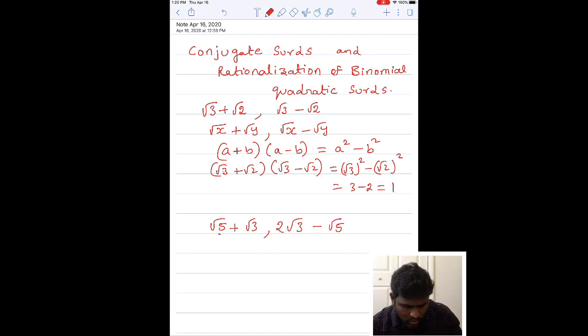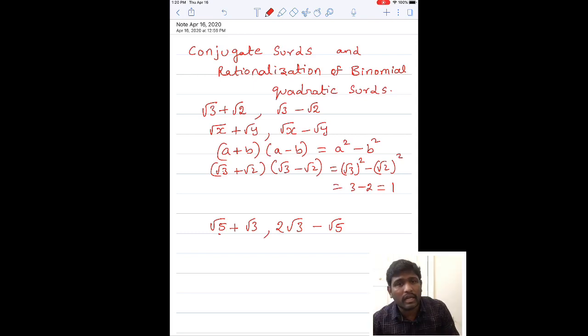So now we will discuss how to do rationalization of binomial quadratic surds. It's very simple. We need to multiply with the rationalizing factor. In order to make any binomial quadratic surd into a rational number, we need to multiply with the rationalizing factor. What is the rationalizing factor? The surd which is multiplied to get a rational number is called the rationalizing factor.